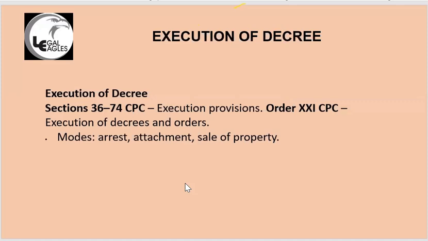Otherwise, you keep wasting time. It is not that difficult, but you can look into that. So execution will be Order 21. You can go through the headings also; in the index, you will find it. But you should know sale of property is from execution. Attachment is from execution. At least those things you should understand. Arrest in a civil suit is from execution. If you don't know those basic things, you don't know where to search.